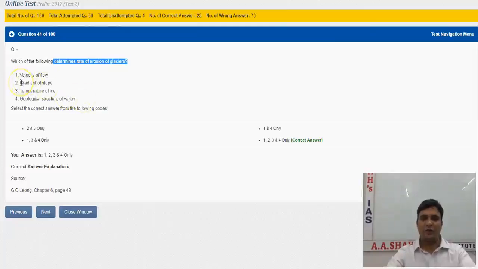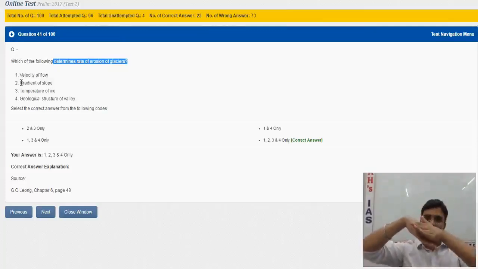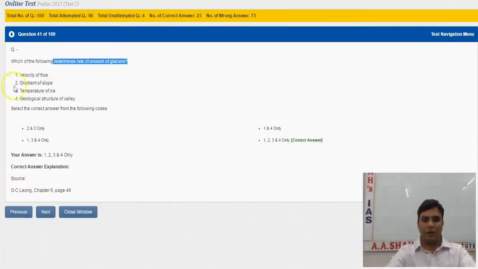Gradient of slope, obviously if the slope is high, that means the rate of erosion will be higher. Okay, if the slope is less, that means the rate of erosion will be lesser. High slope में obviously under the force of gravity it will come down at a faster rate. ठीक है? Now temperature of ice. This is a straightforward thing because temperature of ice is directly correlated with the rate of erosion of glaciers. क्योंकि अगर ice कुछ ज़्यादा ही गर्म हो गया तो पानी में तब्दील हो जाएगा, और वहाँ से drain off हो जाएगा, तो glaciers का retreating ज़्यादा होगा और subsequently rate of erosion भी उससे affect होने वाला है.